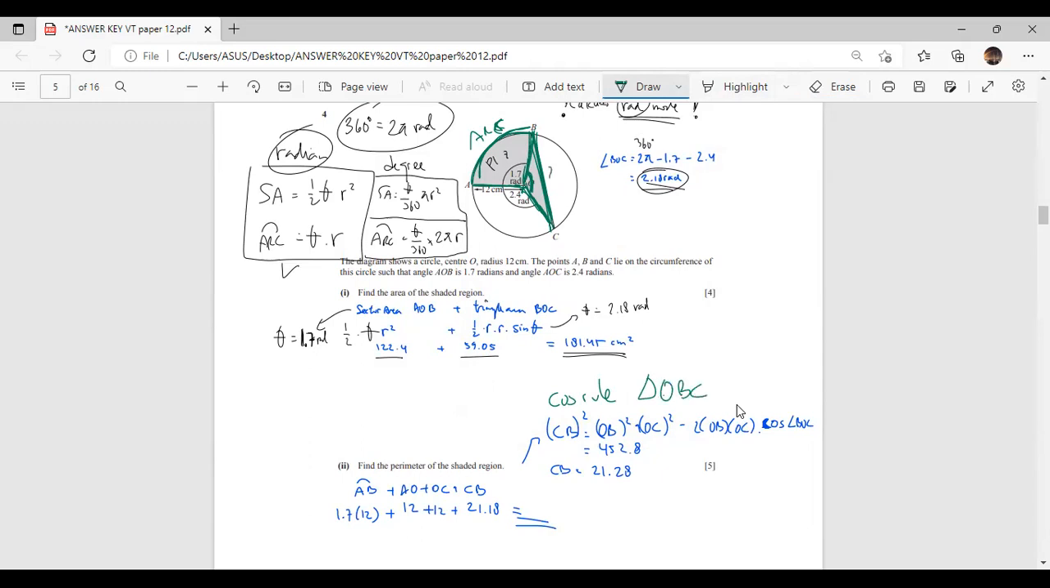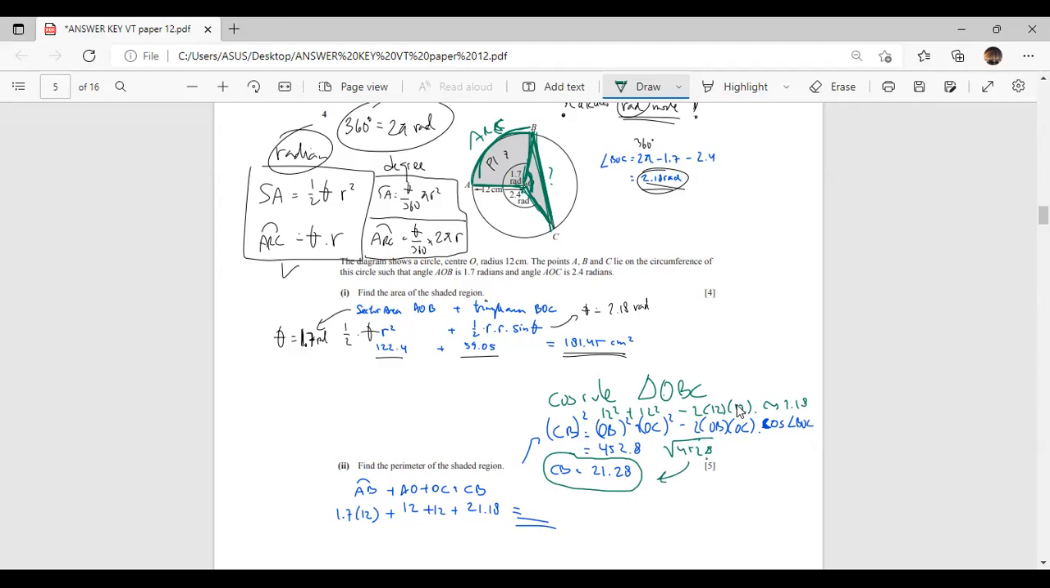So CB squared, unknown, equals OB squared plus OC squared minus 2 times OB times OC times cos BOC. You put it on your calculator, I do it very, very fast. 12 squared plus 12 squared minus 2 times 12 times 12 times cos of 2.18, and you will get 452.8. Don't forget to square root it. That's the common mistake that you do, that I usually do also. I almost forgot to put this. So CB is the square root of 452.8, and this is the answer, right?